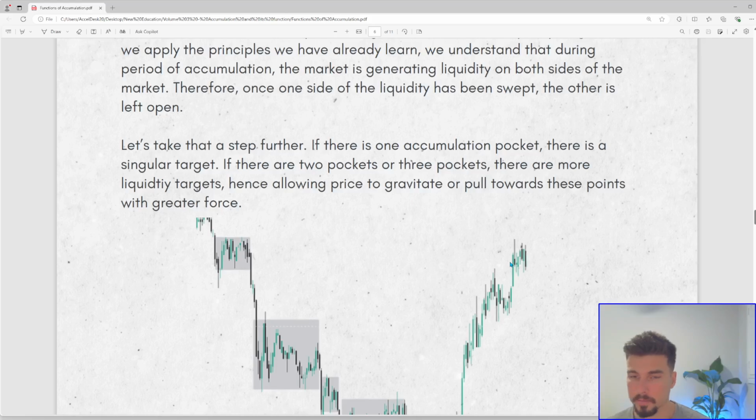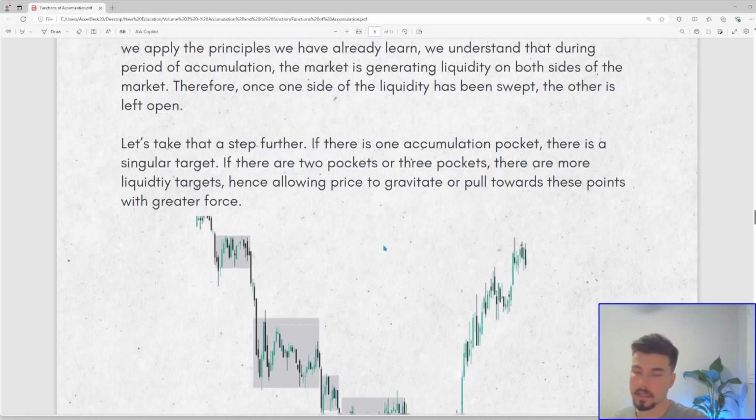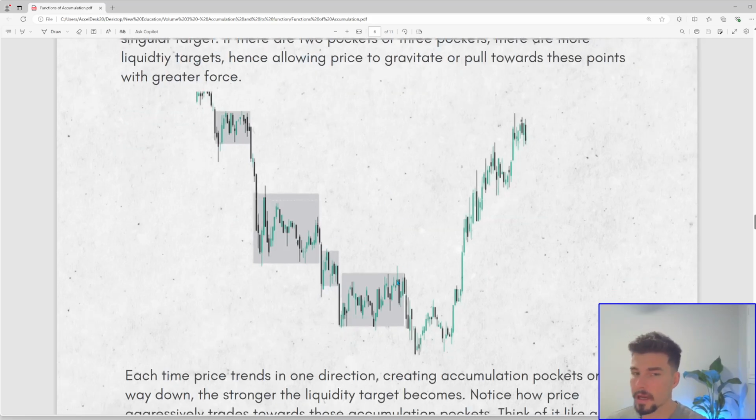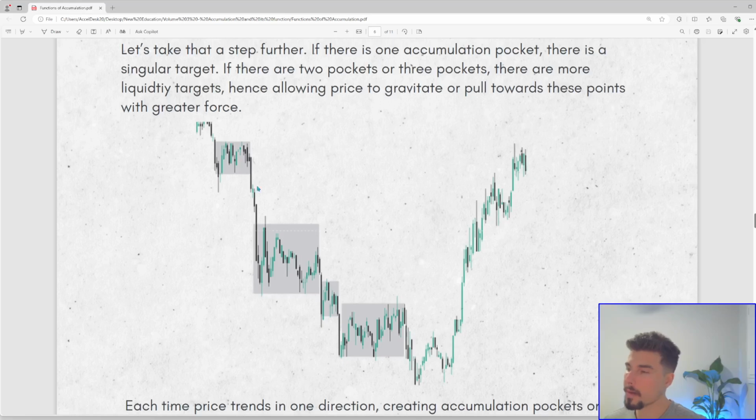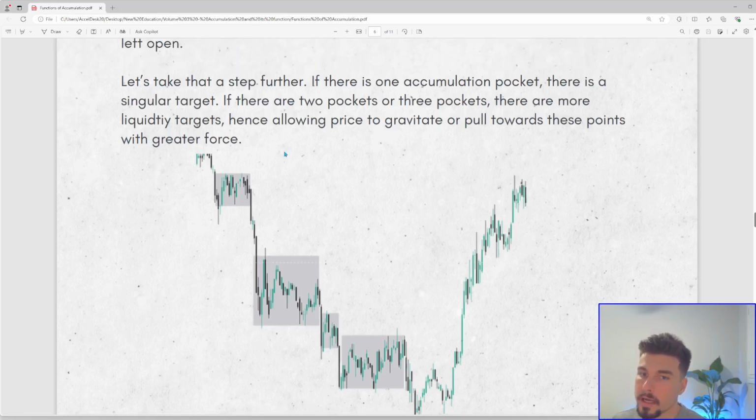Use this analogy, right? If one accumulation pocket exists, think there is one singular candle or one singular target. So one accumulation pocket equals one target, which equals one magnet. If there are 2 or 3 or 4 accumulation pockets and price is trending in one direction, say for example here, these are just stronger magnets for price to pull to. Again, price will often gravitate or pull towards these key points with greater force.